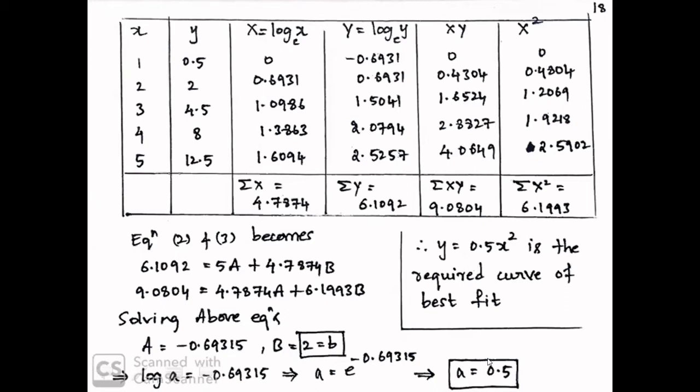Now you substitute the values of A and B in the given standard form of the geometric curve. We get y is equal to 0.5 x square. It is of the form y is equal to a into x to the power of b. A is 0.5 and b is 2. So this is the required geometric curve which fits best for the given statistical data.